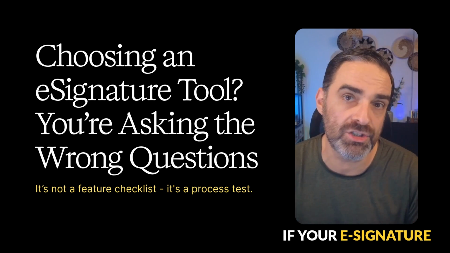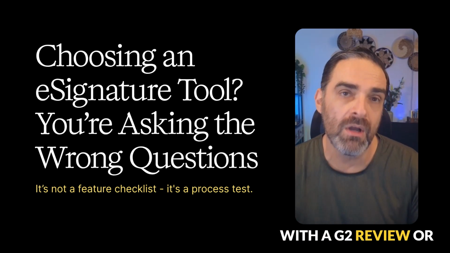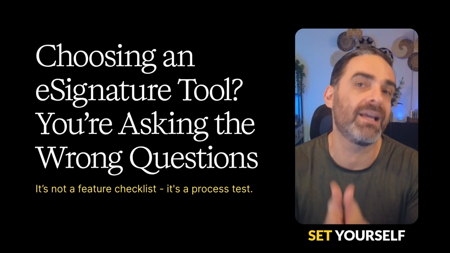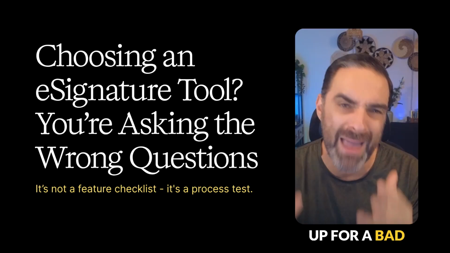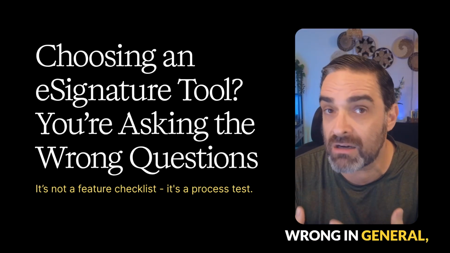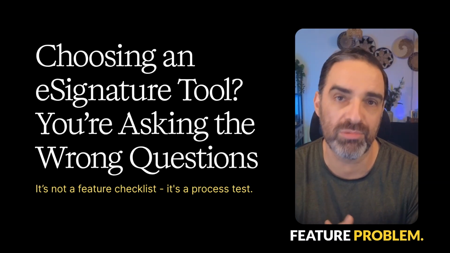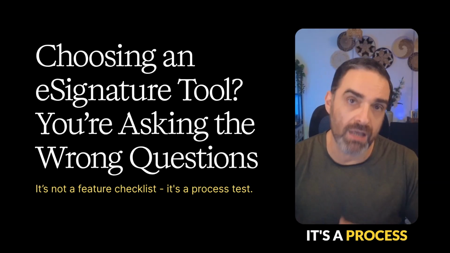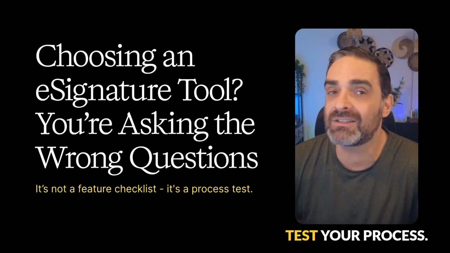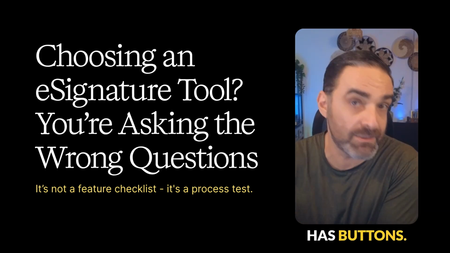If your eSignature evaluation started with a G2 review or a feature checklist, you've already set yourself up for a bad implementation. Not because those tools are wrong in general, but because eSignature isn't a feature problem. It's a process problem. And a feature checklist doesn't test your process. It just confirms the vendor has buttons.